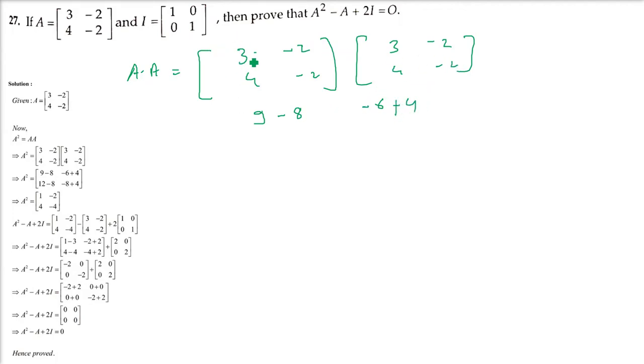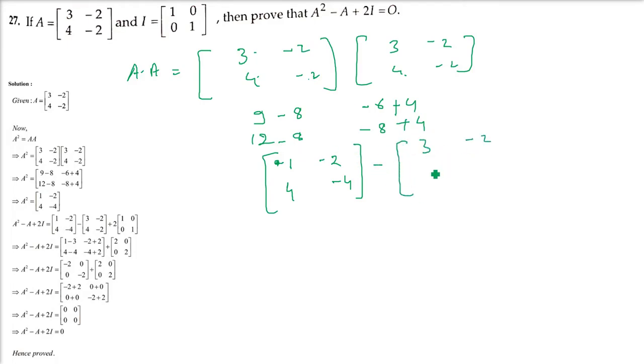Now second row, first column. 4 threes is 12 and minus 8. In second row, second column. 4 minus 4. Minus 4 twos is 8 and this will be plus 4. So you get 1 here. You get 4 minus 6 is negative 2. 12 minus 8 is 4. And 4 minus 8 is minus 4. Now let us multiply it with the... Okay, this is A square. Now subtract A from it because I am putting it in the equation.